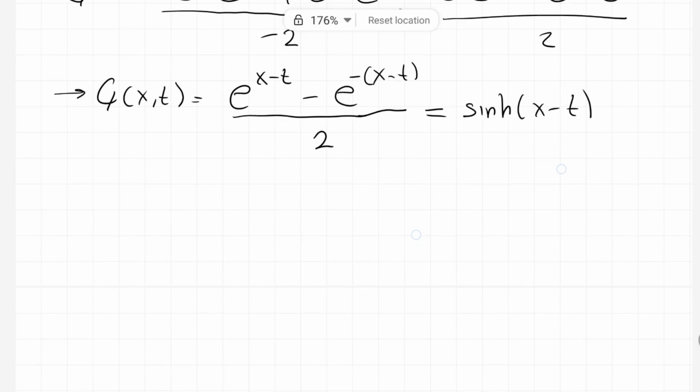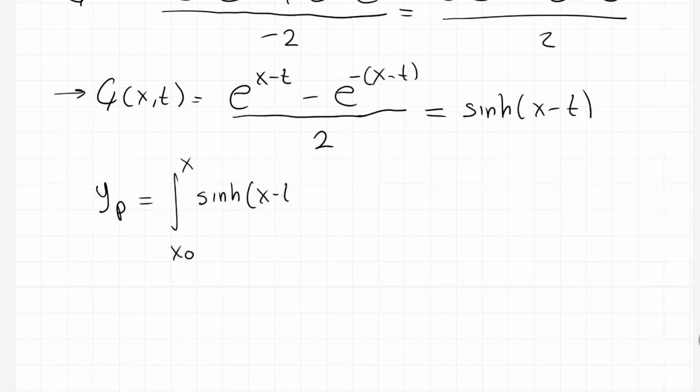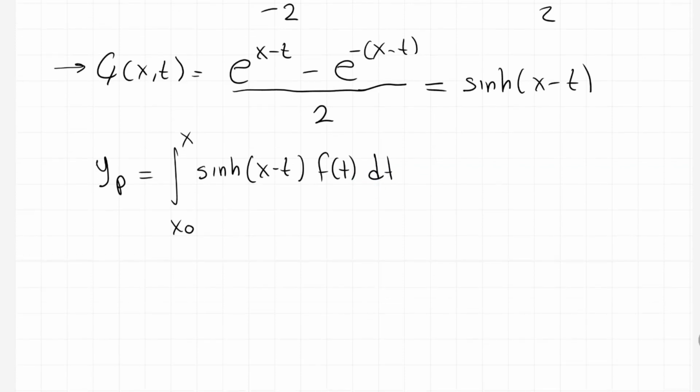So we can say now that y_p is going to be equal to the integral from x0 to x of the Green function, but our Green function is sinh of x minus t, times f of t dt. This will be the particular solution to the differential equation.